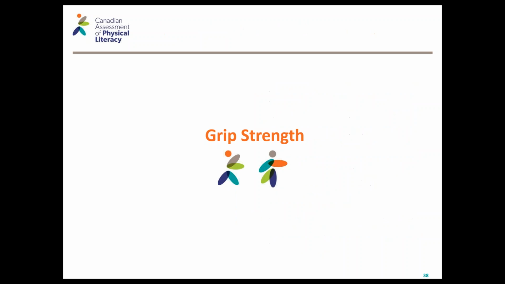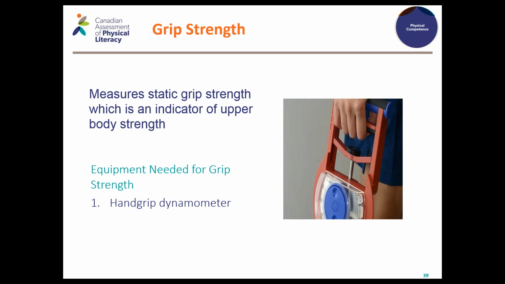So the next protocol I'm going to go through is grip strength. This is again part of the physical competence domain. We're going to measure static grip strength here, which is a good indicator of upper body strength. The only thing you'll need for this one is a hand grip dynamometer. I never know how to pronounce it, even though I use it all the time. But the picture is there if you want to see what that looks like.